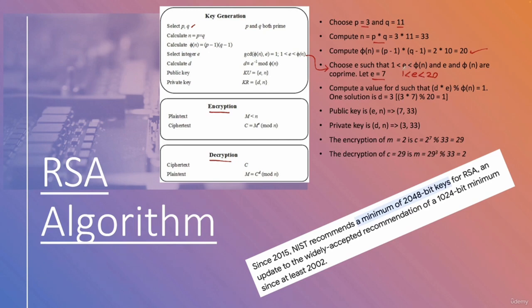So we are saying 7 is the number. It is also co-prime, right? What does it say next? Next it says calculate the value of d, right?